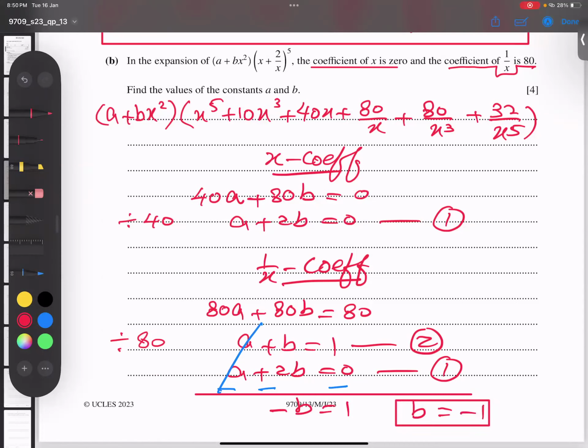Alhamdulillah Rabbil Alameen. This value I'm keeping here. Wait a minute, this part. So a plus 2 times minus 1 equals 0. So a becomes 2. Alhamdulillah Rabbil Alameen. The question is completely over, and I believe you got the idea.